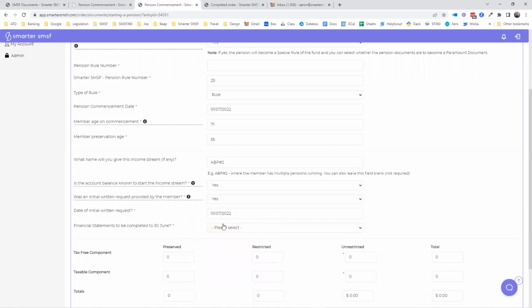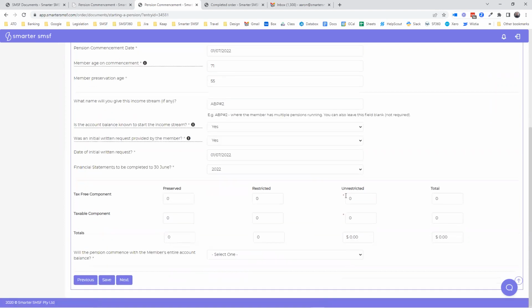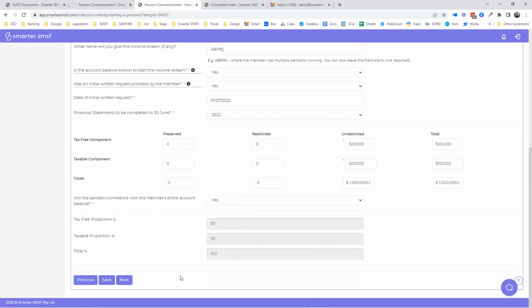Put in our date, the financial statements that were completed, and then naturally, again, using our integration, we'd be able to populate a lot of this information. So I'm just going to put some numbers in here just to keep this fairly simple. So we've got $1 million benefit there. Are we starting with the entire balance, yes or no? We naturally have our calculation done of our tax-free and taxable portion.